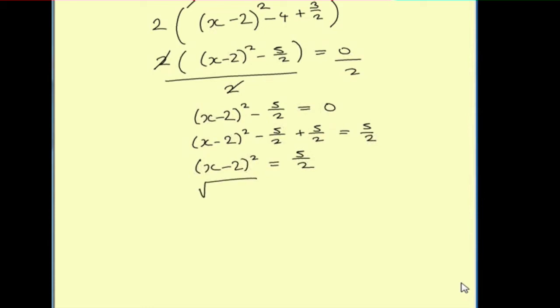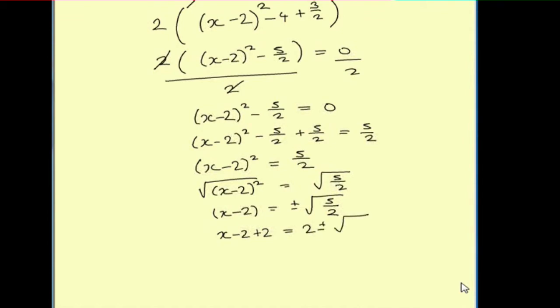We then square root both sides. So we're left with x minus 2 equals plus or minus root 5 over 2. It's then necessary to add 2 to both sides. So we're left with x is equal to 2 plus or minus the square root of 5 over 2. So x equals 3.58, or 0.42 to 2 decimal places.